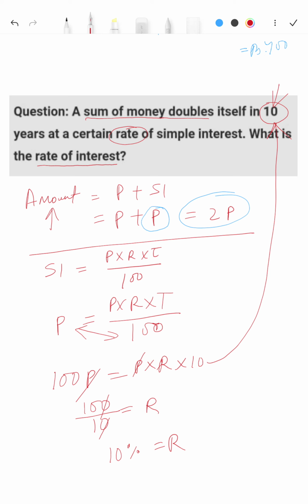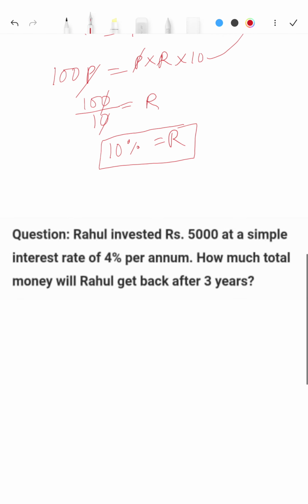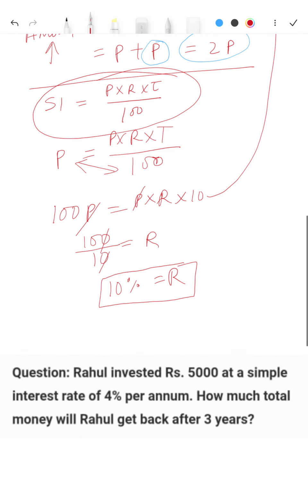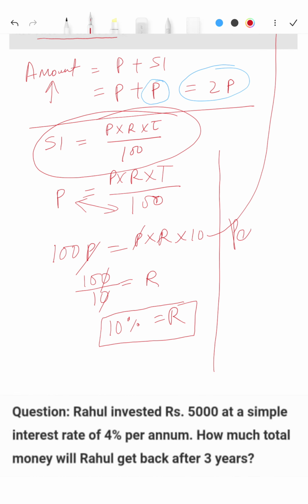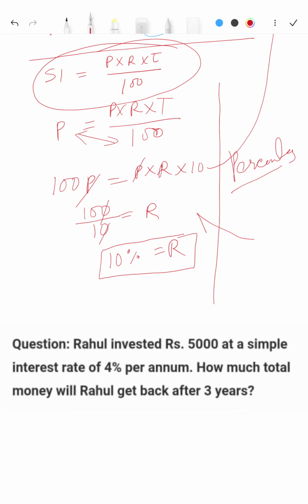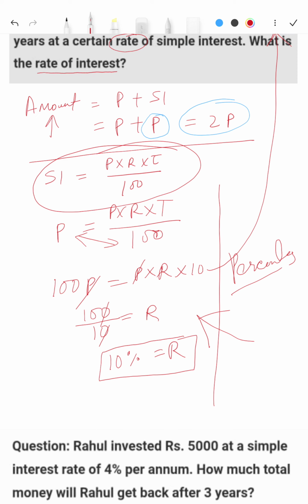It means that a sum of money will be doubled in 10 years if the rate of interest is equal to 10%. I hope this is clear. Keep in mind the simple rule here, and of course in this case also you will be able to do it with percentage. Leave a comment, and in the next video I'll show you how to find this question through the percentage rule.